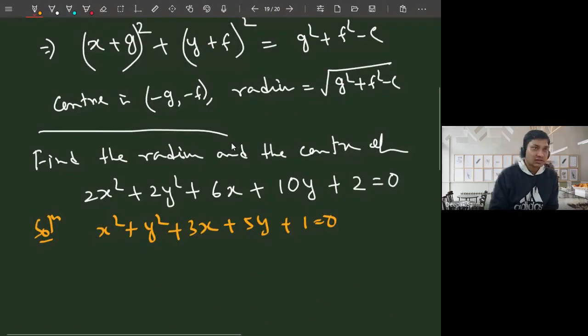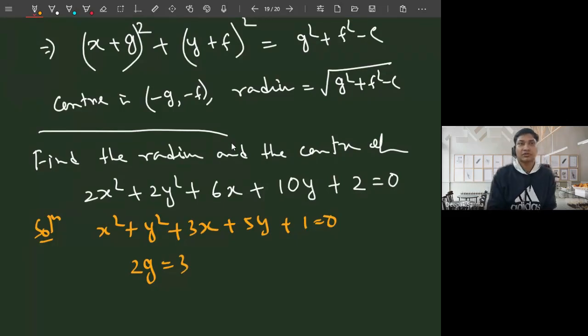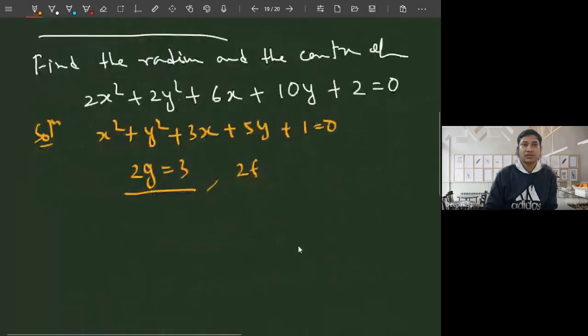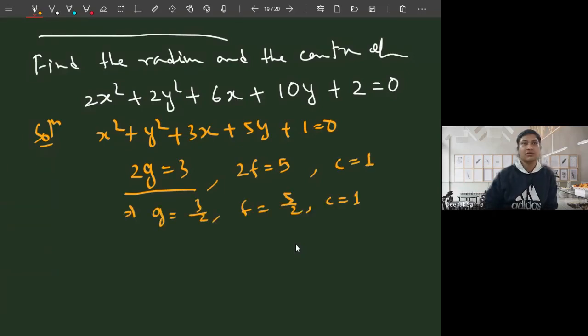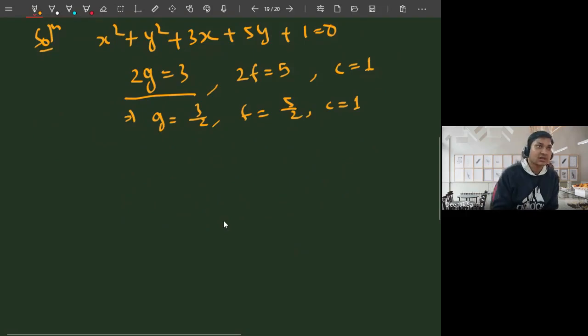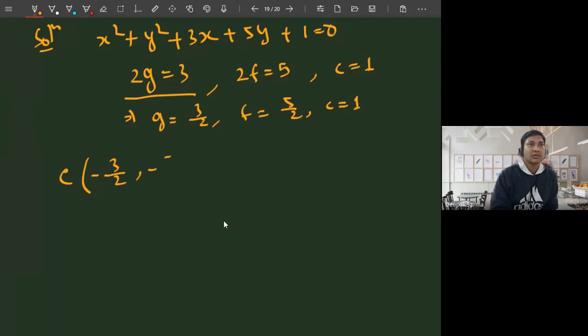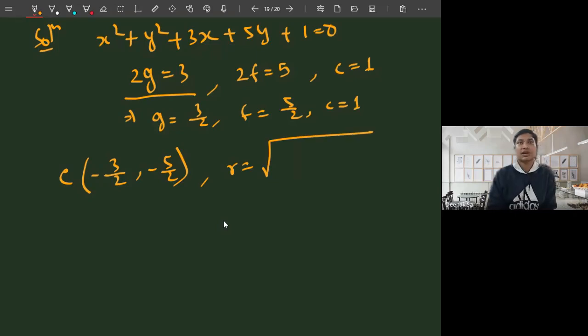What do we have? In the general equation, I have twice g as a coefficient of x. Here I have 3 as a coefficient of x. So I must have twice g equal to 3. In the general equation, I have twice f as a coefficient of y. Now, in the given equation, we have 5 as the coefficient of y, and the constant c is equal to 1. So from this, we can find the center. What is the center of this equation? Minus g, minus f, isn't it? So I can say minus 3 by 2 and minus 5 by 2. What is the radius? It is root over g square plus f square minus c, that is 3 by 2 whole square plus 5 by 2 whole square minus c.